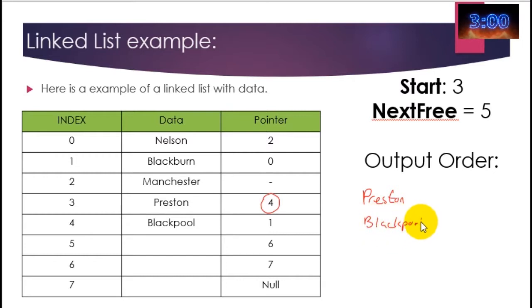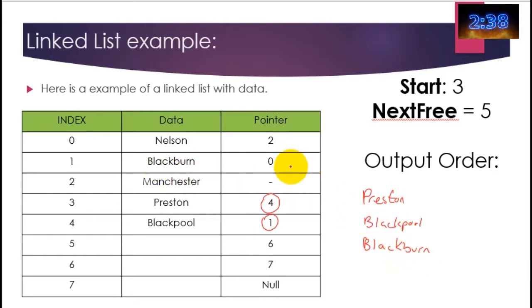Okay, we put Blackpool in, and then we look at the next node that this linked list is pointing to. So this linked list is pointing to index 1. There's index 1, that's Blackburn. So we can say that the next output that we can add to our list here is Blackburn. And you get the idea.